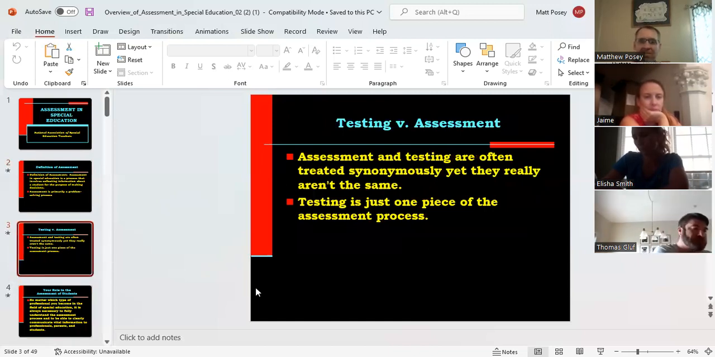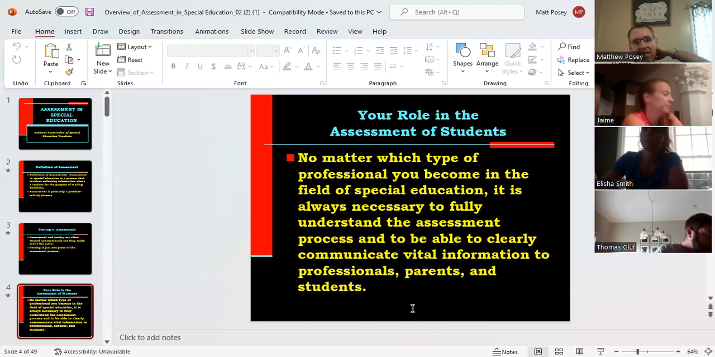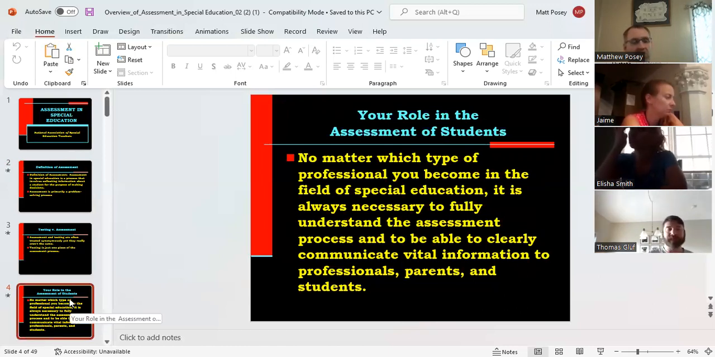Sometimes assessment and testing are used together, and they're really not the same. Testing is just one piece of the assessment process. No matter what type of professional you end up becoming in special education, whether it's a special education teacher, school psychologist, or school psychometrist, it's really necessary to understand how the assessment process works so you're able to communicate that information to other individuals you're working with, and also the parents, as part of the IEP team.